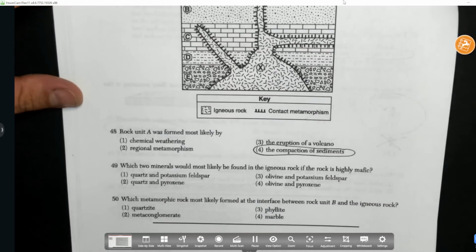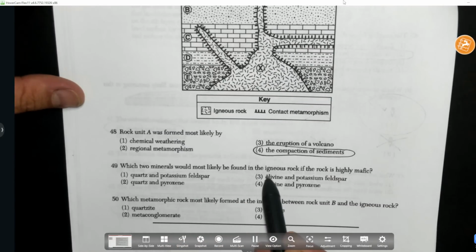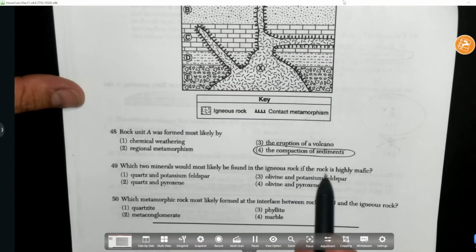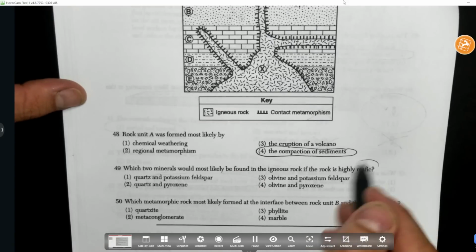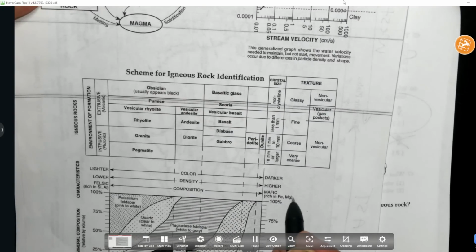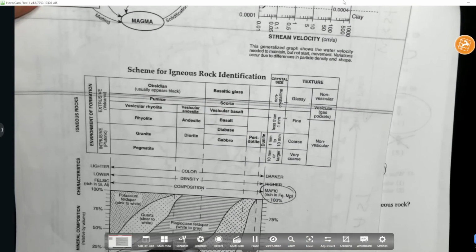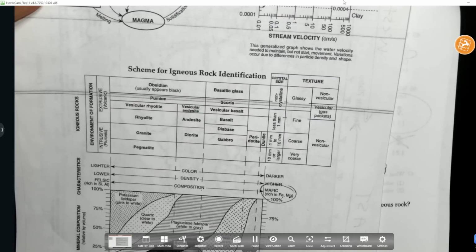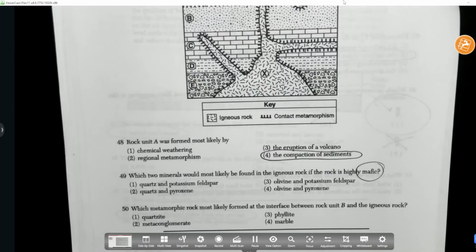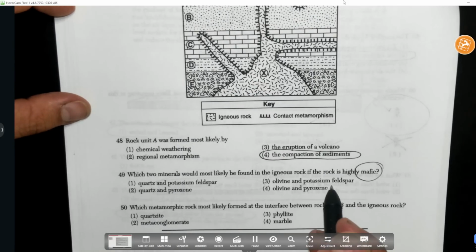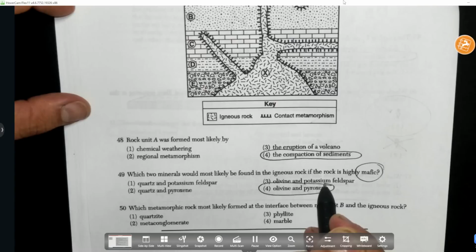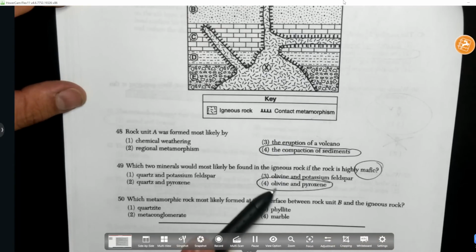Question 49. Which 2 minerals would most likely be found in the igneous rock if the rock is highly mafic? The word mafic can be found on reference table page 6. Mafic means high in iron and magnesium. And some of the minerals that would be olivine and pyroxene. So you're going to go through all these, and then you're going to find olivine and pyroxene. Those 2 are mafic, therefore it's mafic.